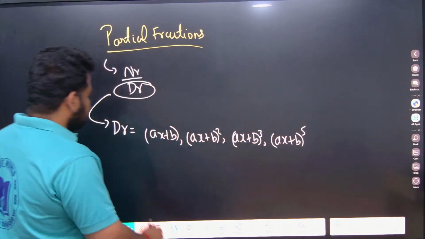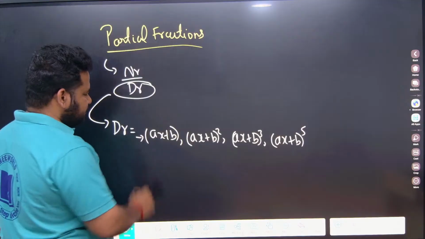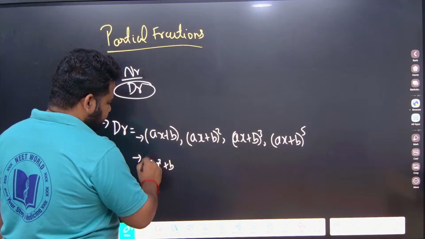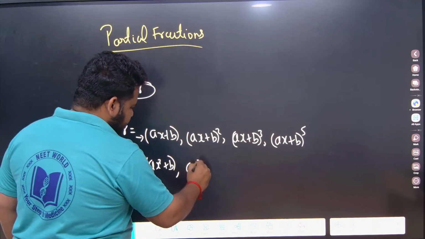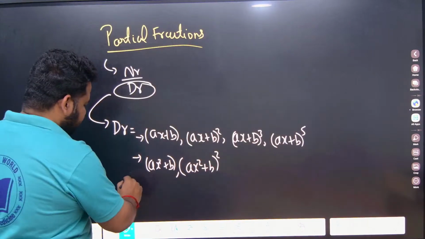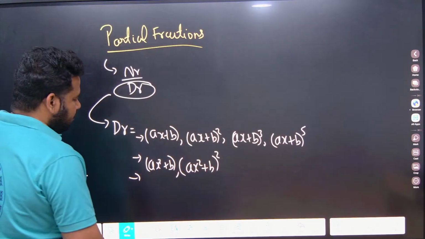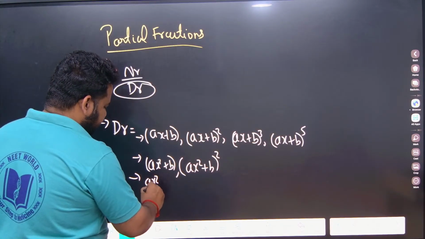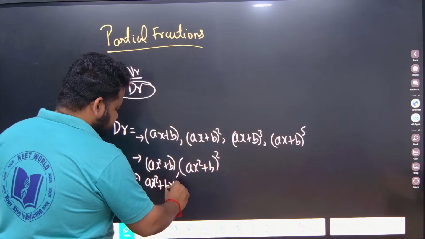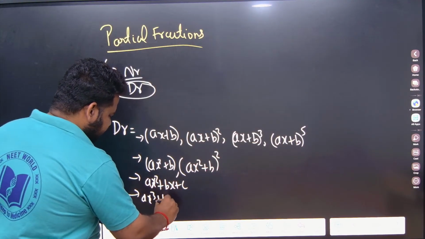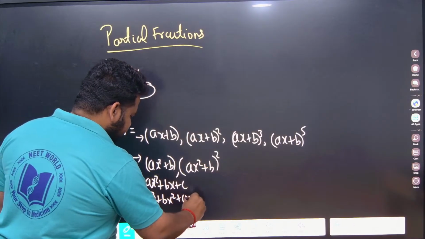Next, this is about the denominator I am talking about. This is one form. Otherwise it can be quadratic, like ax square plus b, and we can square this also, ax square plus b whole square. Or it can be the standard quadratic equation, ax square plus bx plus c, or a cubic equation like ax cube plus bx square plus cx plus d.